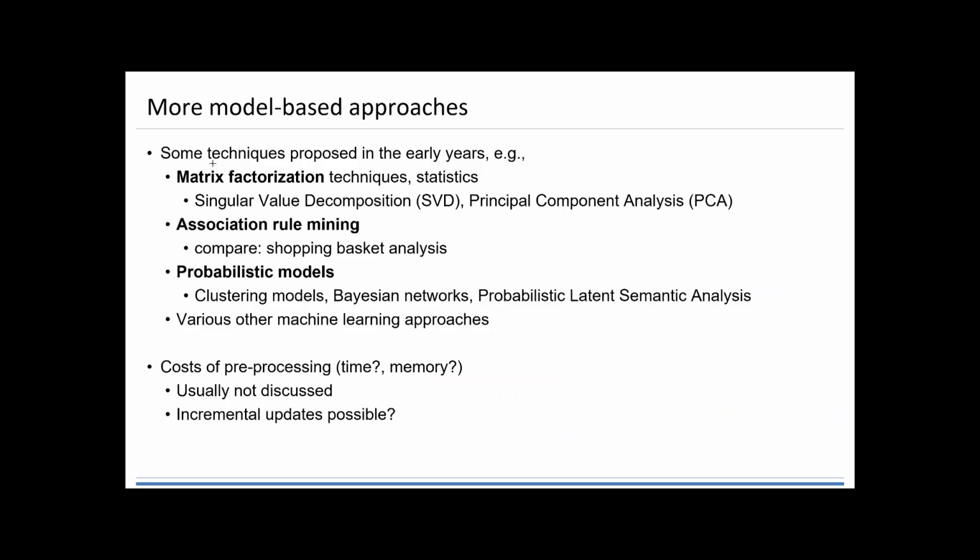Okay, so matrix factorization is a technique based on statistical tools, and there are some ways like SVD, singular value decomposition, and principal component analysis. We can also use association rule mining, which we learned about before, or we can use probabilistic models. Maybe we can use clustering, Bayesian networks, probabilistic latent semantic analysis, and other machine learning approaches. We will learn some of these later.